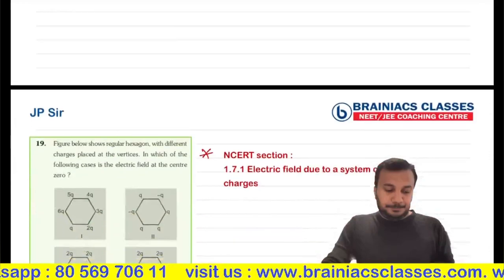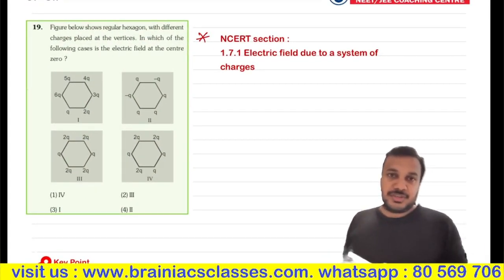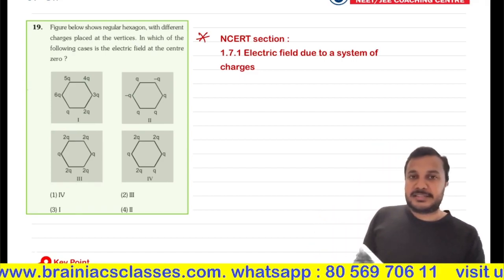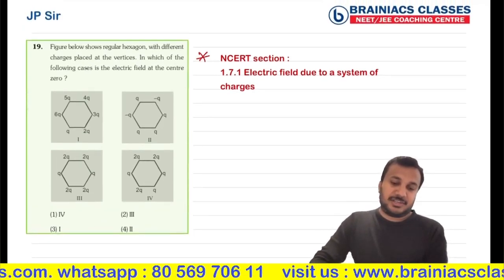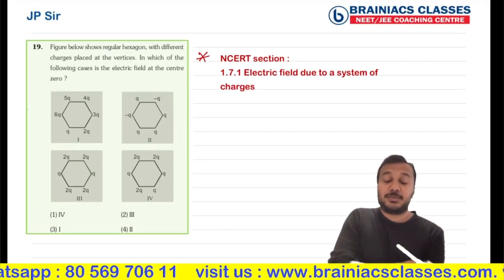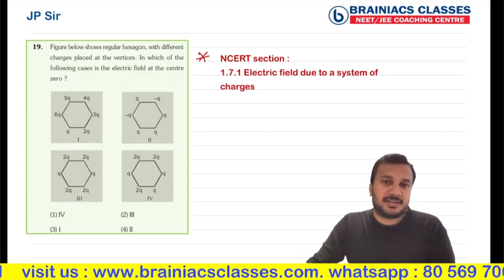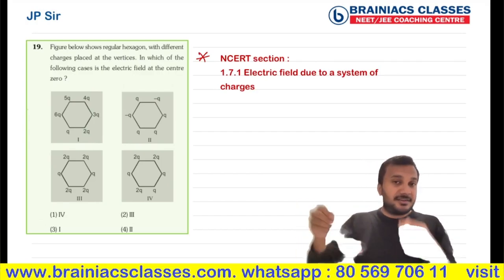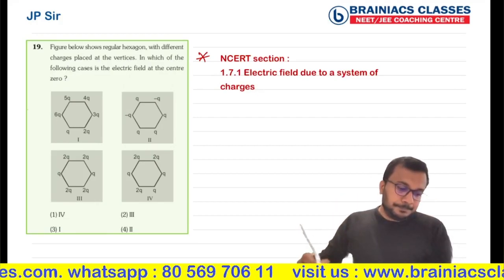Let's move to the 19th question. This question is taken from NCERT section number 171. Electric field due to a system of charges. System of charges means many charges. We have learned forces due to multiple charges, and the same concept will be applied here for the electric field due to multiple charges, or a system of charges.